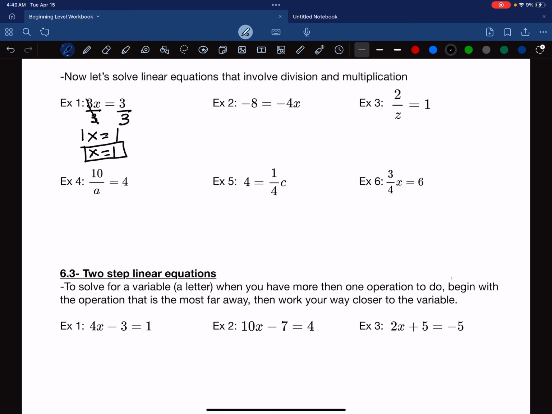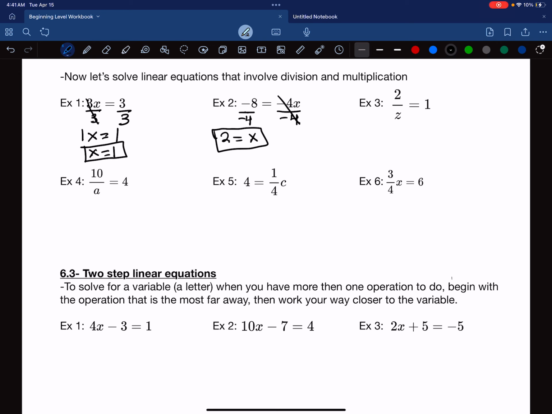Looking at example 2, we have negative 8 equals negative 4x. So to get x all alone in this equation, I encourage you to pause the video and try to solve for x in this one. And assuming you have given it a try, let's work through it. So to get x all alone, we're going to divide by -4 on both sides. So -8 divided by -4 gets you a +2. And then these two -4s cancel, and you're left with x. So x equals 2.